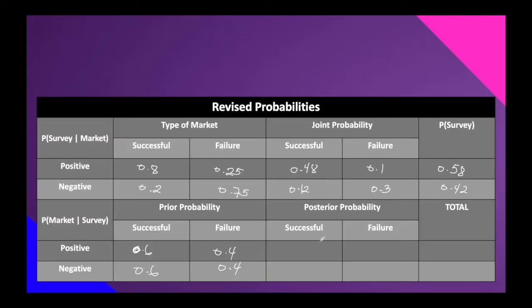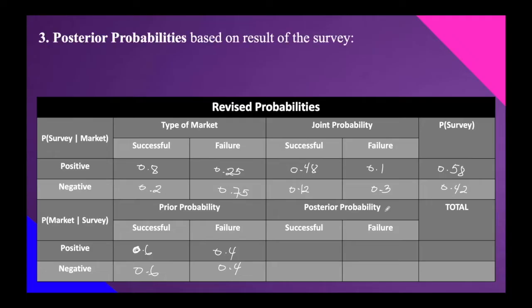Okay, now, for the posterior probabilities, we have the successful and failure. Same with other part of the matrix. Solve natin yan. For the posterior probabilities, based on result of the survey and type of market, paano po yun? Basically, that is 0.48 divided by 0.58. Ayun yung una. This is 0.83. Since ito yung cell na yan, positive to successful, dito natin siya ilalagay. 0.83 ang revised probability or the posterior probabilities for positive survey and successful na market.